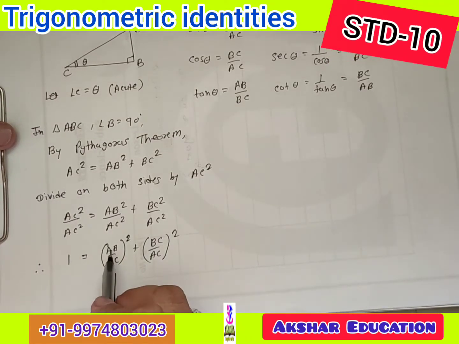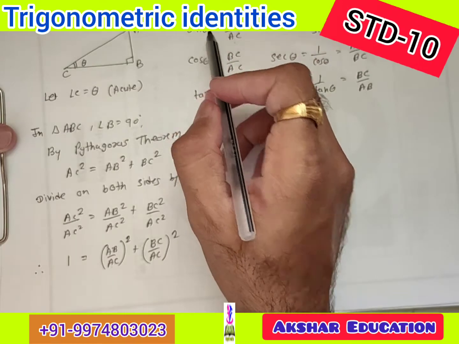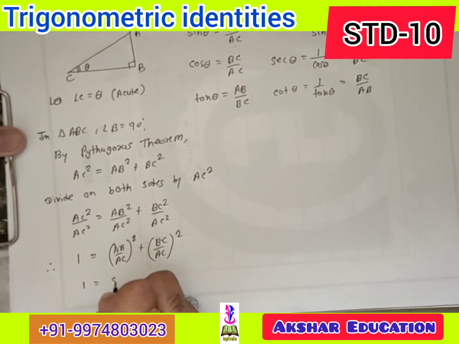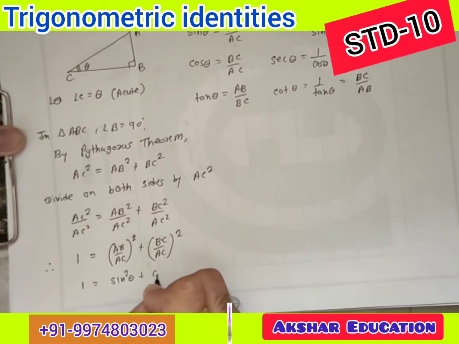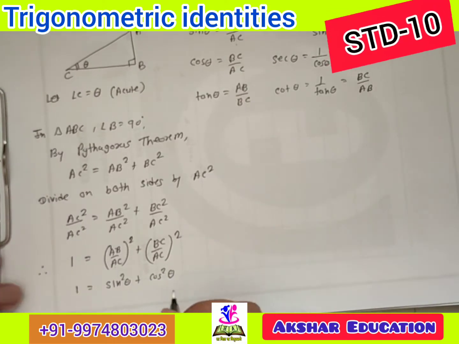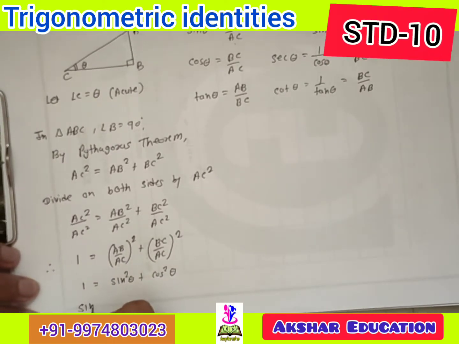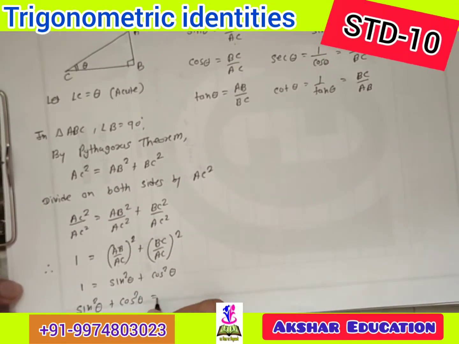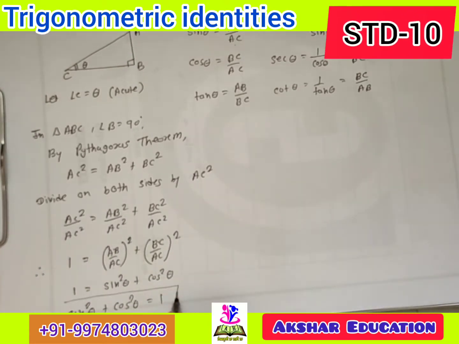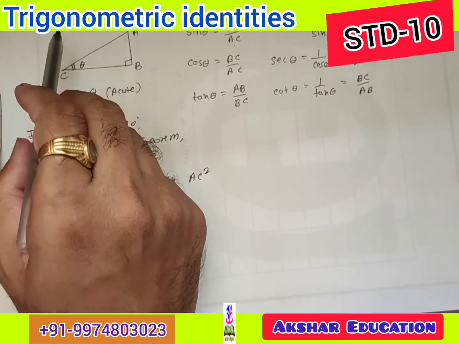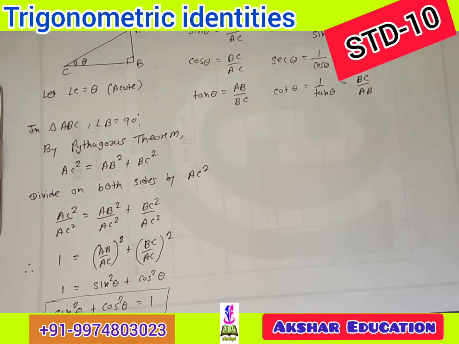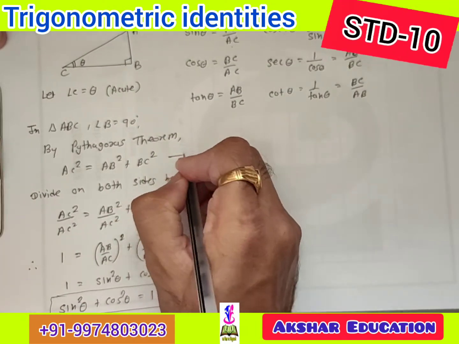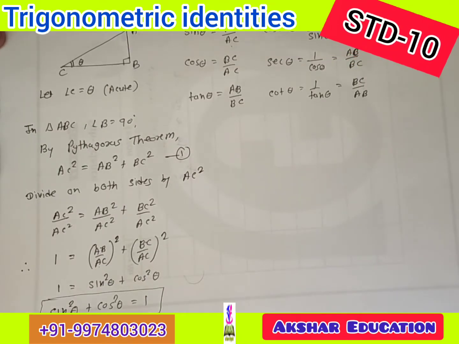Now student, what is AB by AC? AB by AC is our sin theta. BC by AC is our cos theta. So this is nothing but sin square theta plus cos square theta. So here we are getting our first identity, which is sin square theta plus cos square theta equal to 1. Done. Trigonometric identities, in which first identity is sin square theta plus cos square theta equal to 1. This is our Pythagoras theorem.